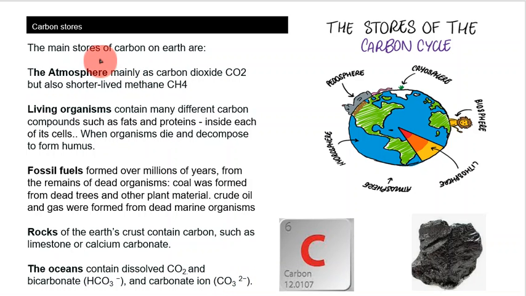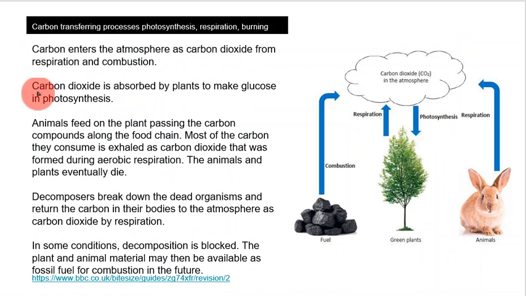So as you can see, there's carbon everywhere. It's pretty much in everything all around us. So the carbon transferring processes such as photosynthesis, respiration, and burning. So I talked about photosynthesis and respiration. So these are the ways that carbon is transferred around in the environment.